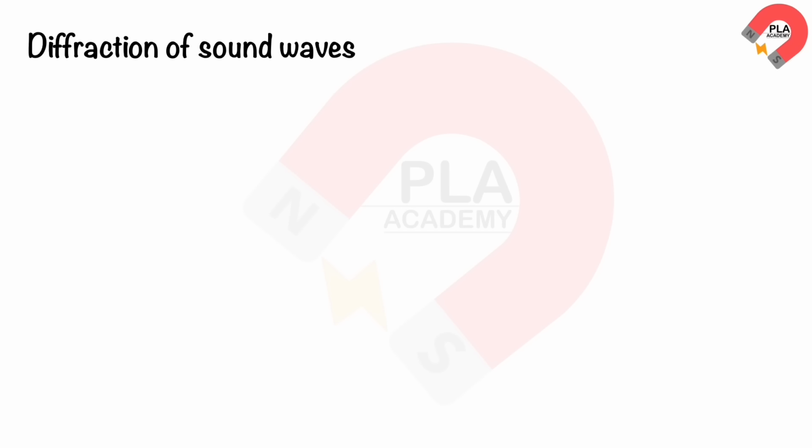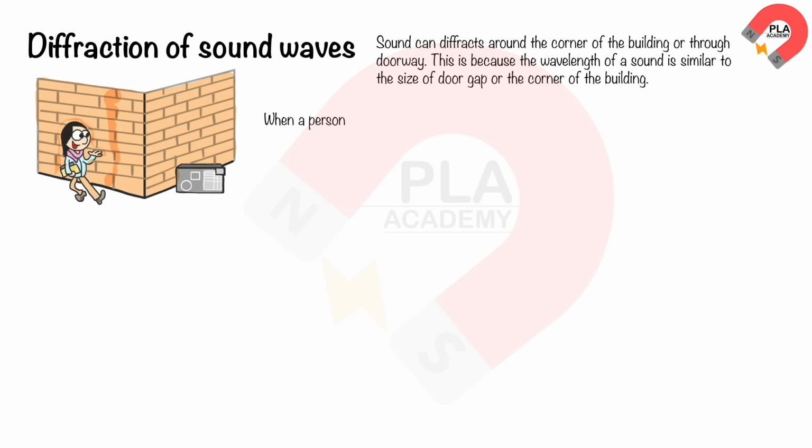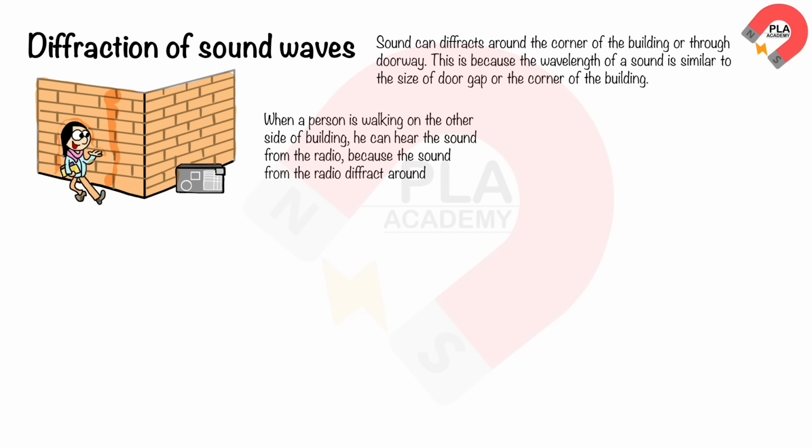The diffraction of sound. Sound can diffract around the corner of a building or through a doorway. This is because the wavelength of a sound is similar to the size of the door gap or the corner of the building. When a person is walking on the other side of a building, he can hear the sound from the radio, because the sound from the radio diffracts around the corner of the building.